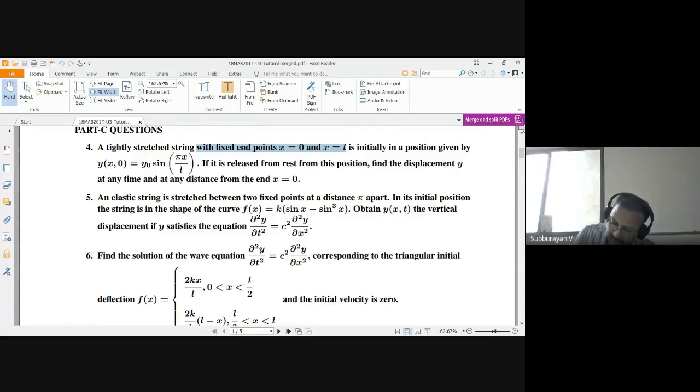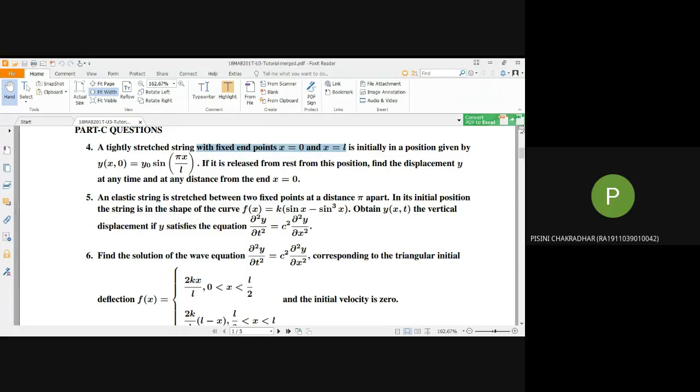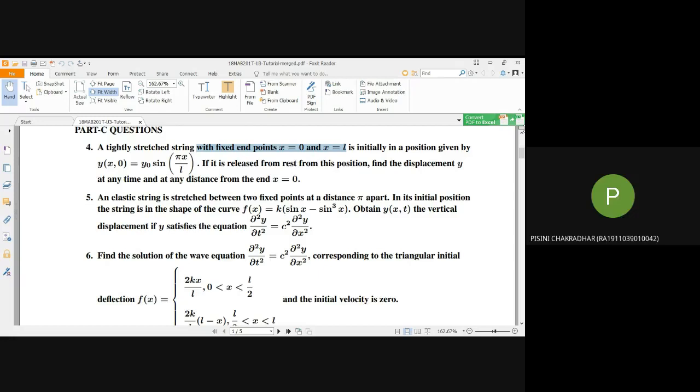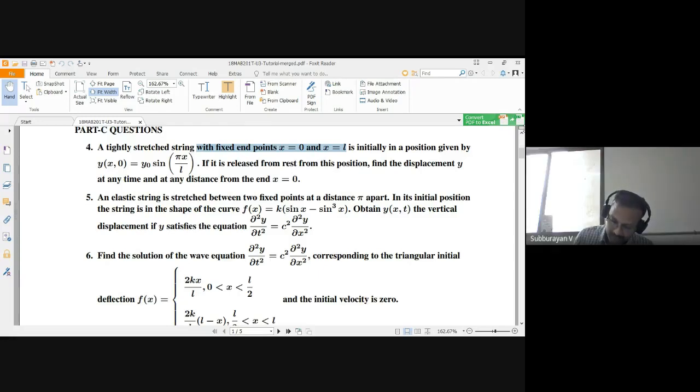Therefore, sine lambda pi equals 0, so lambda pi equals n pi, which implies lambda equals n. Very good, you found the expression for lambda. Then apply the third condition, y t of x comma 0 equals 0. If you apply that condition, then definitely capital D equals 0.